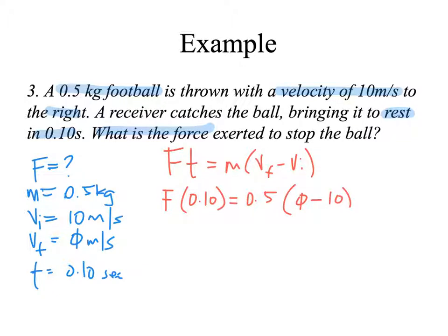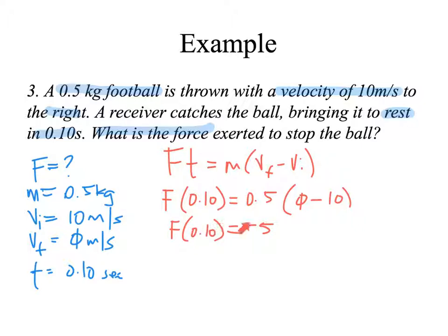Okay, well, 0 minus 10 is a negative 10, and a negative 10 times a 0.5 gives me a negative 5. So when I multiply a negative 10 times 0.5 in my calculator, that gives me negative 5. And on the left, I have F times 0.10 still.